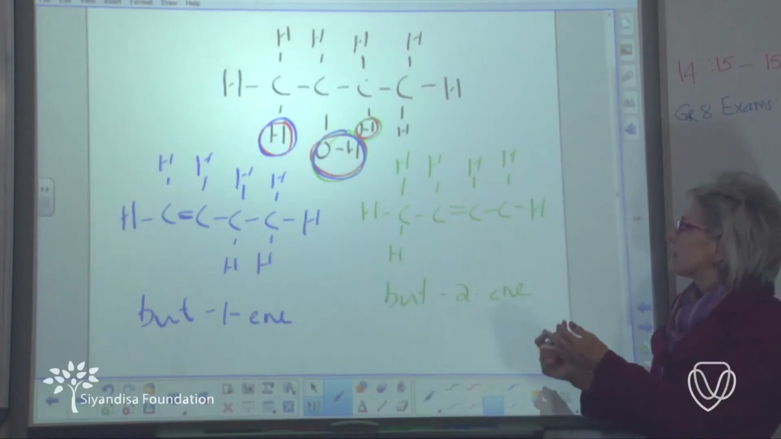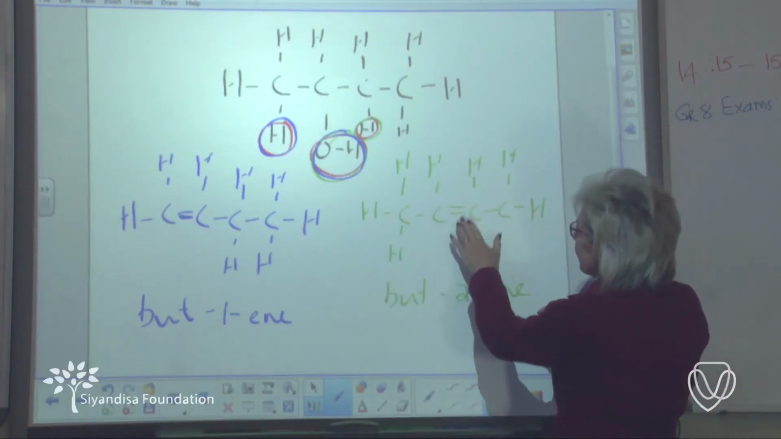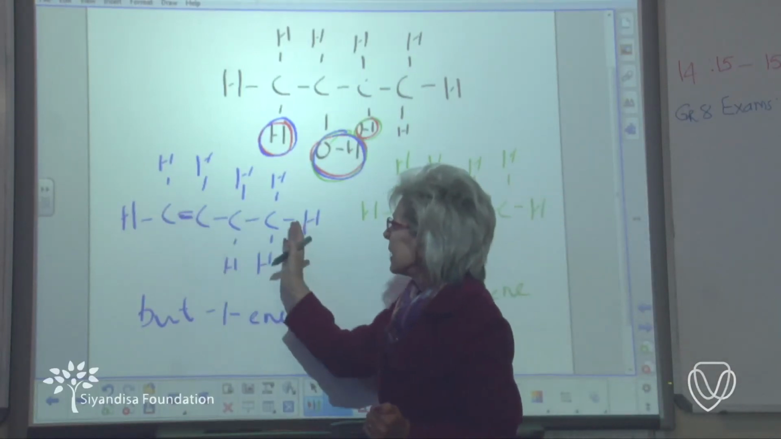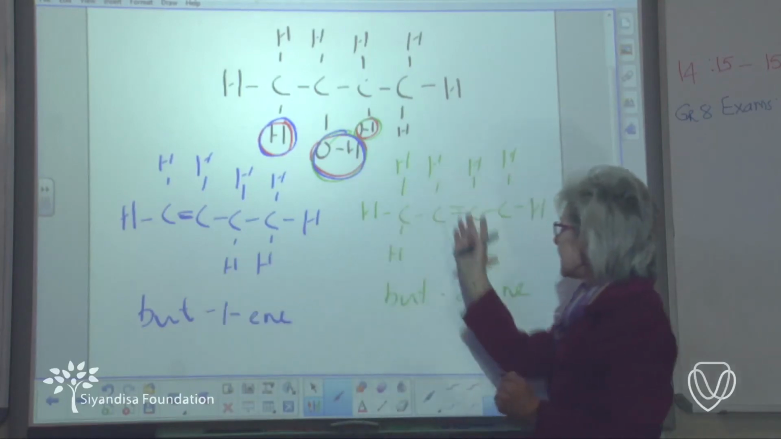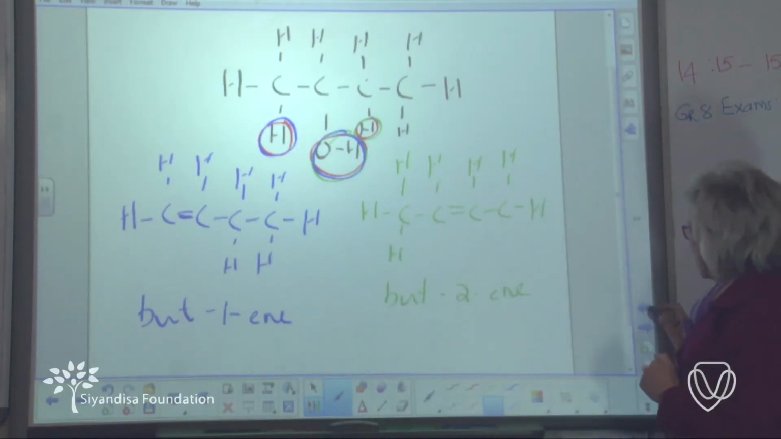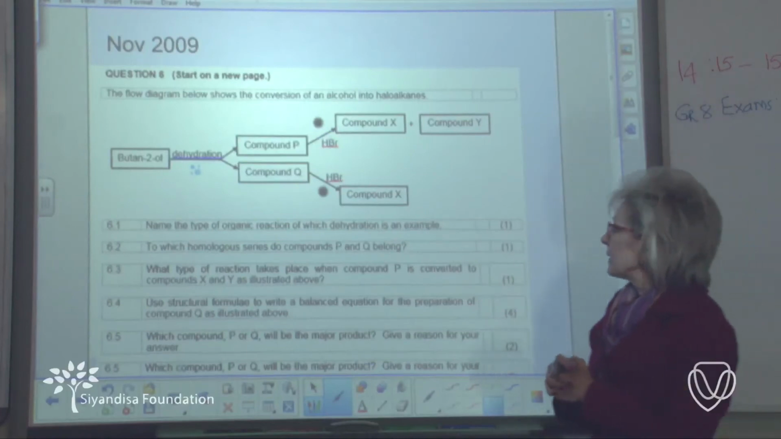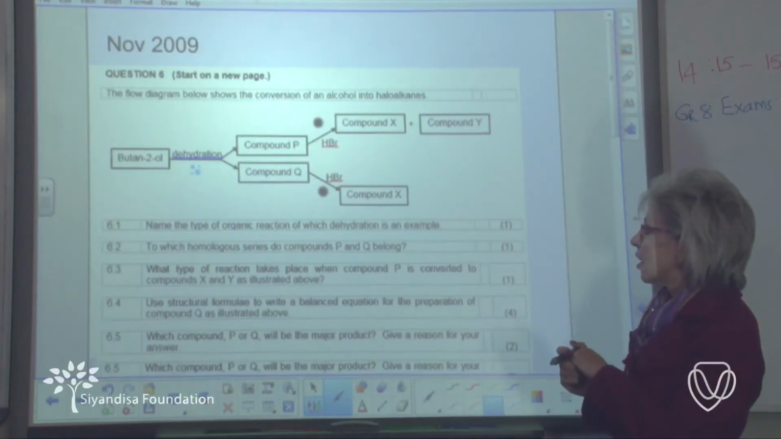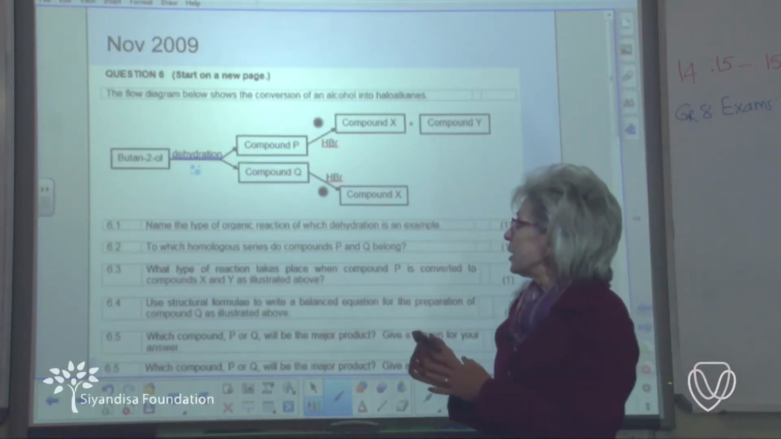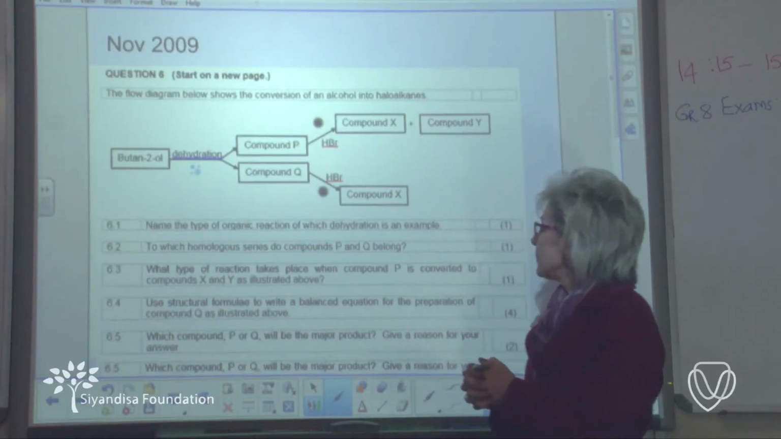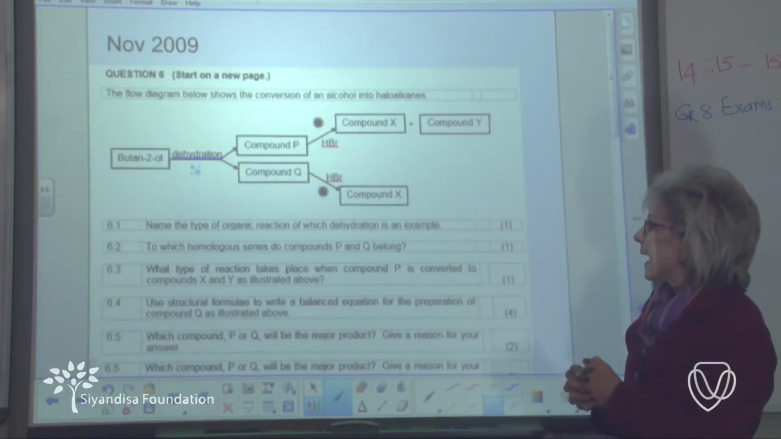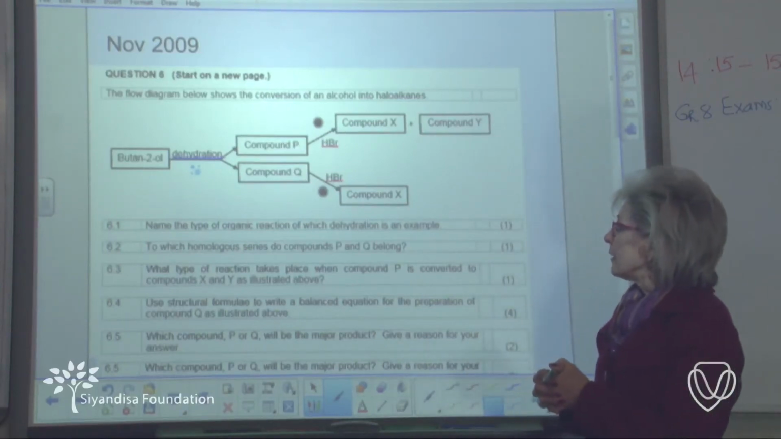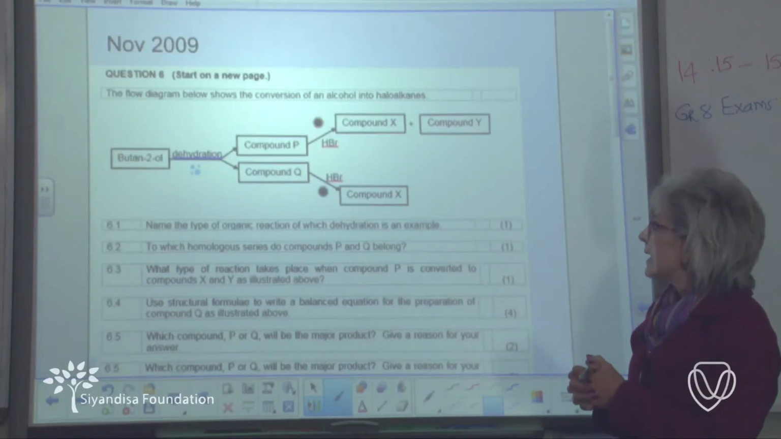Another way of looking at it is, if you look at this molecule around the double bond, it looks like a symmetrical molecule, whereas this one is not symmetrical. So again, this is the minor product, that is the major product. Right, now we've done all of this, but we still haven't looked at the questions. It said, name the type of organic reaction of which dehydration is an example, and we know it's elimination. To which homologous series do compounds P and Q belong? The alkenes.